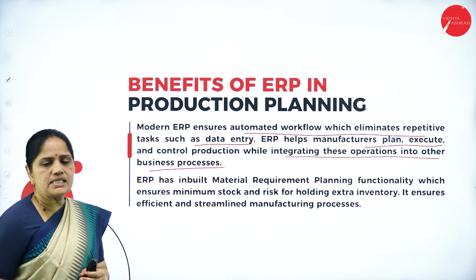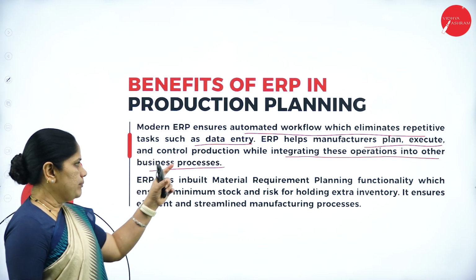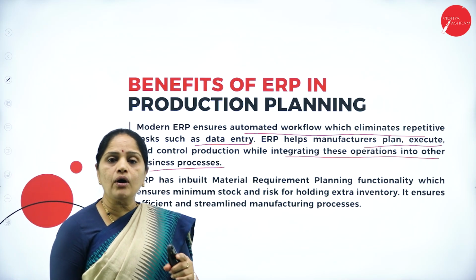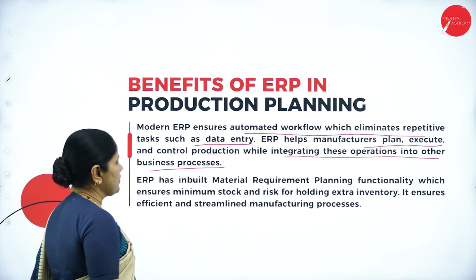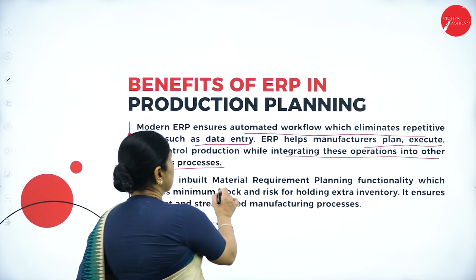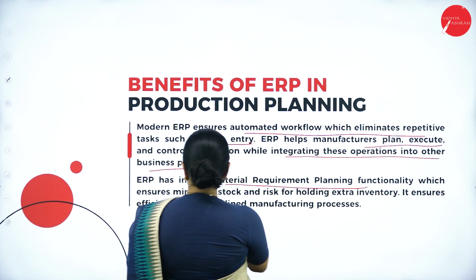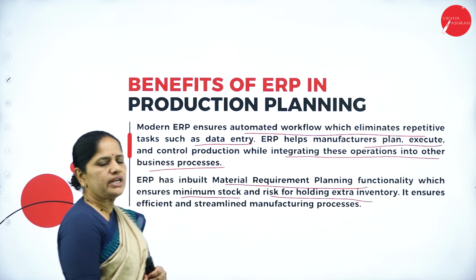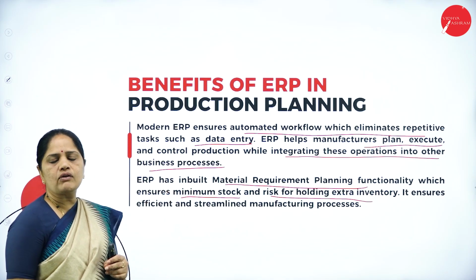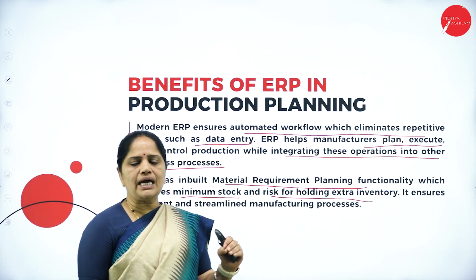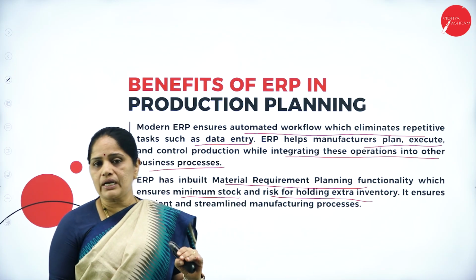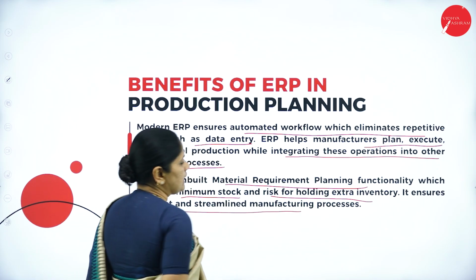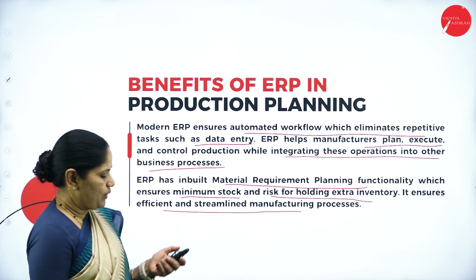So with the help of this ERP planning, we will be able to plan, execute, and control production while integrating the operations into other business processes. It has inbuilt material requirement planning, which ensures minimum stock and reduces the risk of holding extra inventory. So with the help of material requirement planning, we can ensure the optimum level of stock needed for the particular production. So it will ensure efficient and streamlined manufacturing processes.